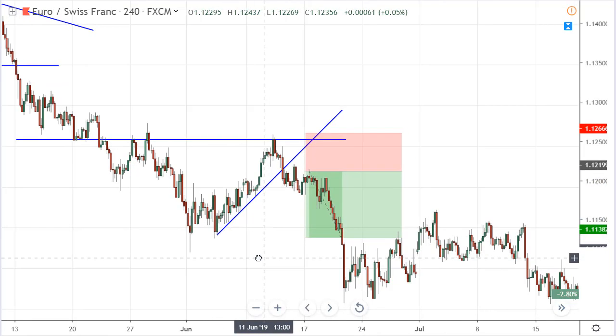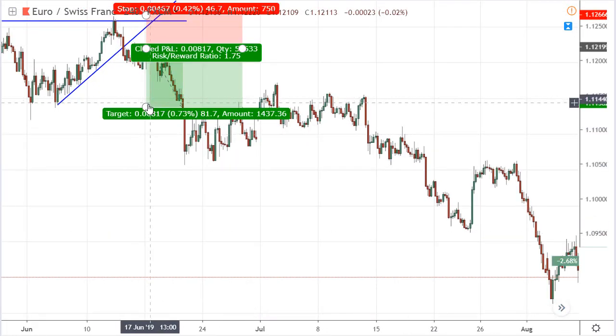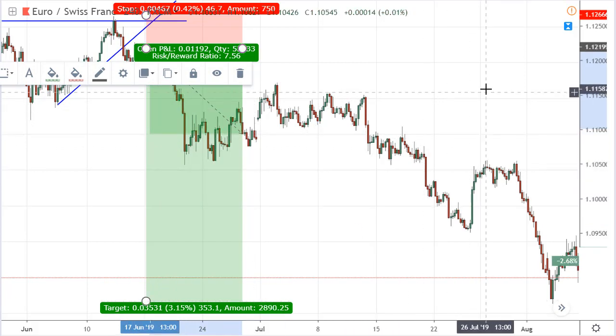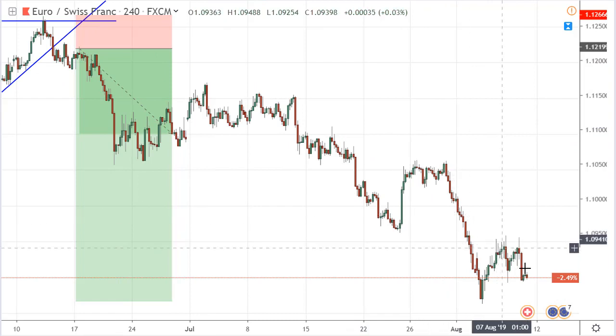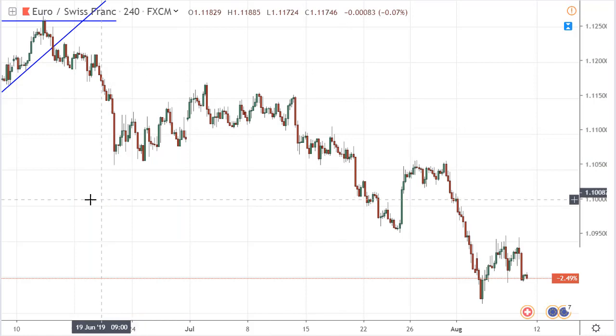But of course, depending on if you're a trend trader or a swing trader, no need to say that eventually this could have been a 1 to 7, almost 1 to 8 risk reward, and we could have still been in this trade. But again, let's get this off for now.